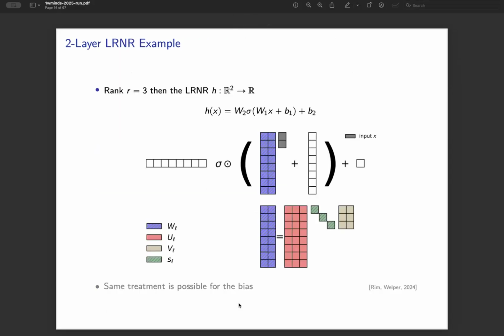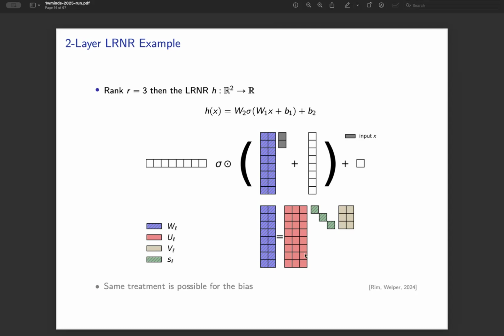So just to give you a visual example, let's say we consider a 2-layer example. Let's say the rank is 3, and the input dimension is 2, and the output is scalar. In that case, it's still a neural network, so you can write it as this shallow neural network form. However, the weight matrices here have this SVD-like factorization.